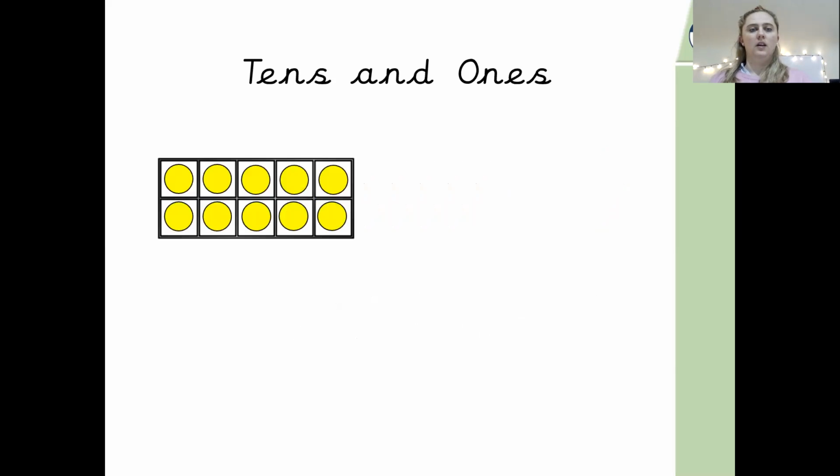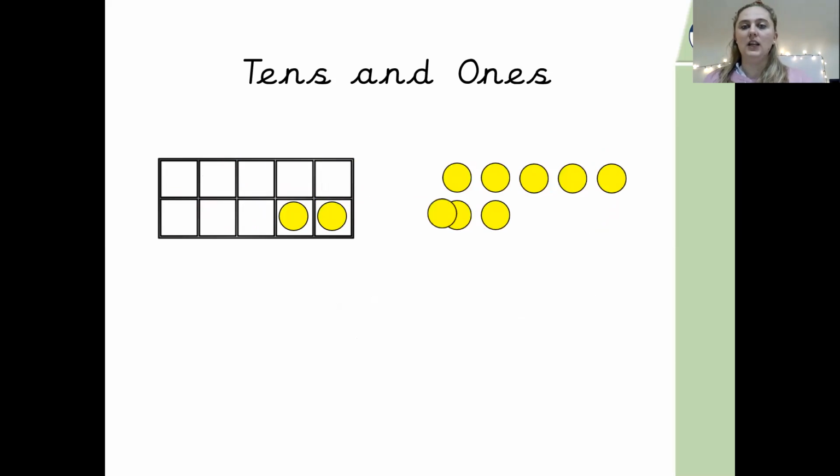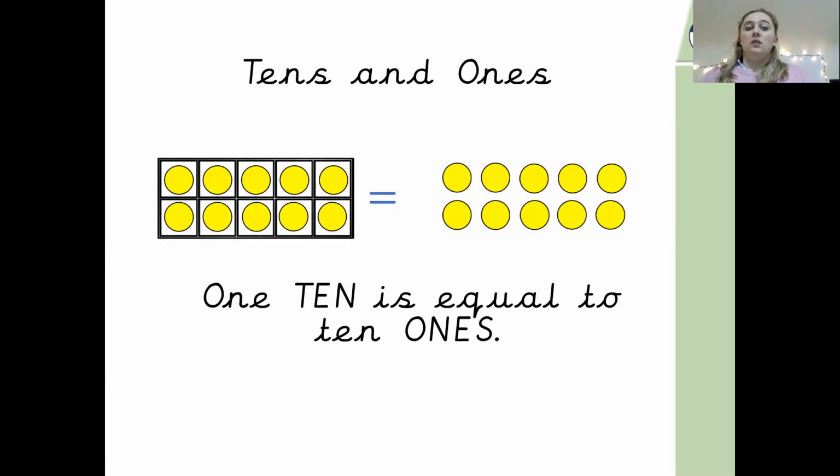Fantastic, well done. Okay, what have I got here? It's a full tens frame. So what have I got? How many have I got? 10. Right. 3, 4, 5, 6, 7, 8, 9, 10. 1 ten is equal to 10 ones.